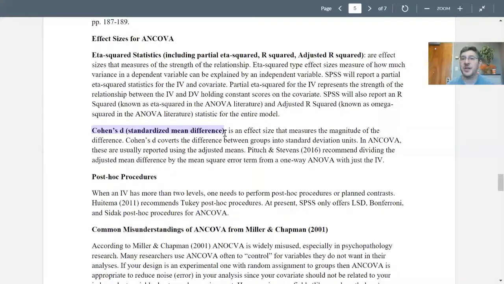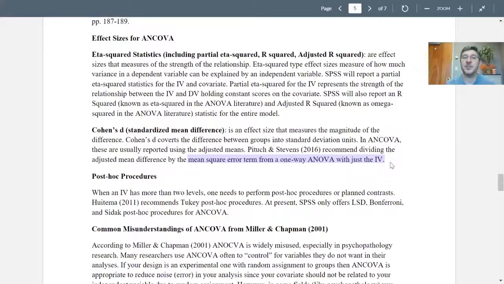And then I'll show you in the SPSS walkthrough video. But Tabachnick and Fidell recommend dividing the mean difference by the mean square error term from a one-way ANOVA with just the IV. So the argument is that the error term in the ANCOVA is reduced so much that the Cohen's d values are inflated. So it says to just run another one-way ANOVA on the outcome with just the independent variable, and then use that mean square error term as the denominator in your Cohen's d calculations.